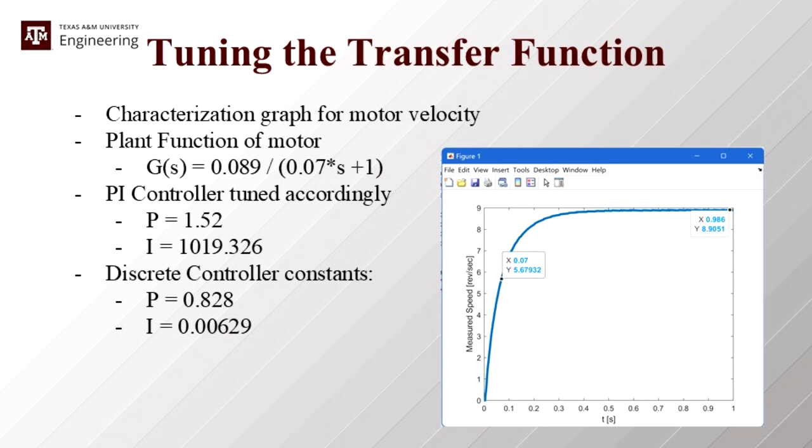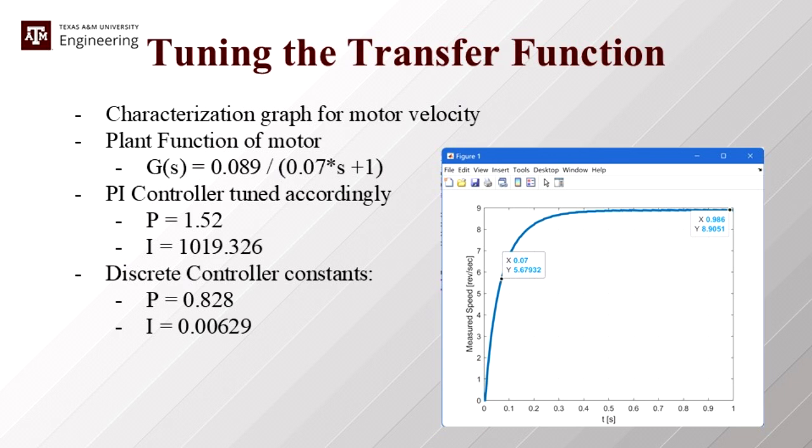For tuning our transfer function, we created a characterization graph to find the motor velocity, which means we ran a constant signal through the motor, and from there found certain data points such as the maximum value it reached, the k value, and how much time it took to reach 0.632 of the maximum speed, the tau value, which resulted in a plant transfer function of the motor shown on the screen. G of s is equal to 0.089 over 0.07 times s plus 1. From there, we tuned constants for a PI controller, P being 1.52 and I being 1019.